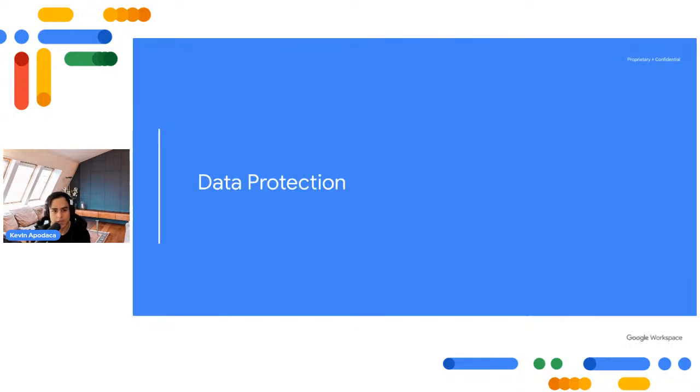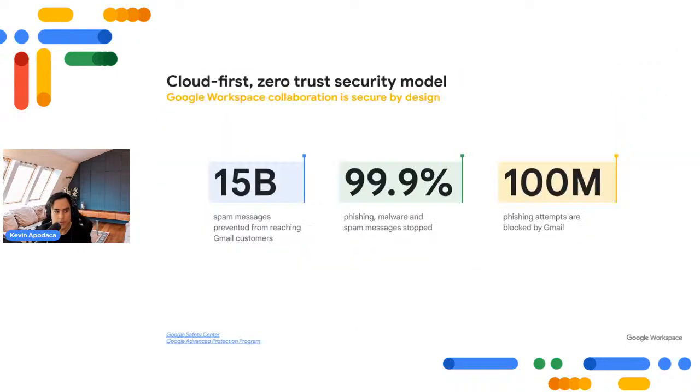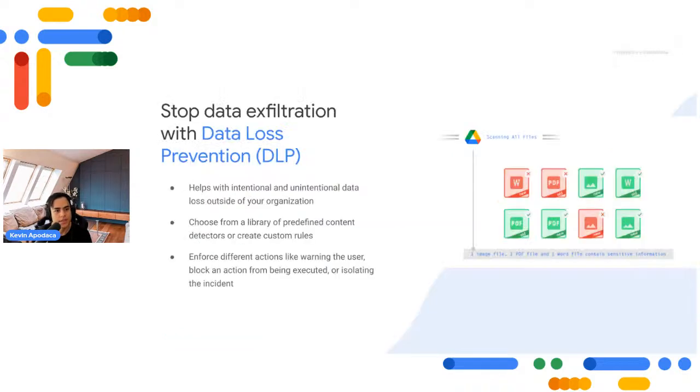That's generally what we're going to tackle here, and we're going to start with data protection. So what we're talking about here is a couple of numbers. We block on average over 15 billion types of spam messages from reaching our users on Gmail. Gmail itself blocks over 99.9% of phishing, malware, and spam related messages. Just some numbers to throw out before we actually jump in.